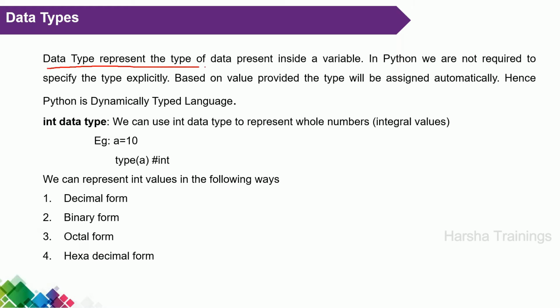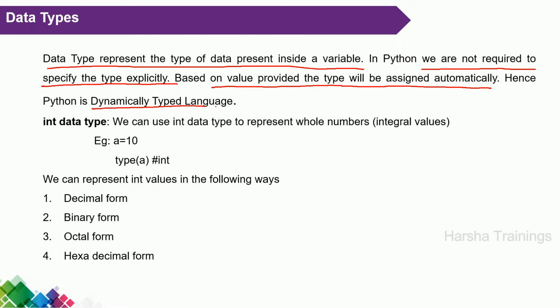A Python data type represents the type of data present in a variable. In Python, we are not required to specify the type explicitly. That means no declaration. Based on the value provided, the type will be assigned automatically. Just now we discussed A is equal to 5, which means A automatically stores whole numbers, that is, A is an integer. A is equal to 7.3 means A stores real numbers. The type is assigned automatically depending upon the type of value. Why? Because Python is a dynamically typed language.